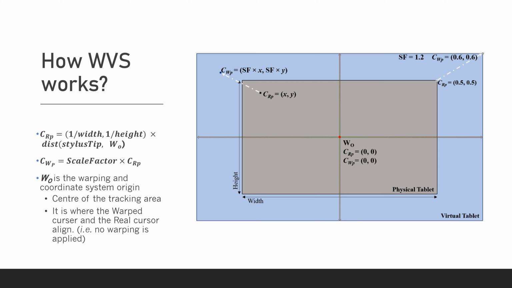Real cursor coordinates were calculated as a value between -0.5 and +0.5. This means when we point to the center of the tablet, we would get 0, 0, and 0.5, 0.5 for the top right corner. Warping origin at the center of the tablet is the only point that stays in the same location regardless of the scale and the tablet size. This causes the virtual and the real cursor to align at the center as if there is no warping taking place.